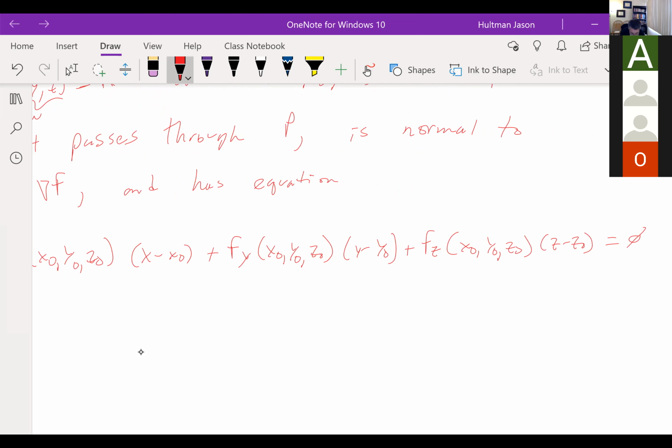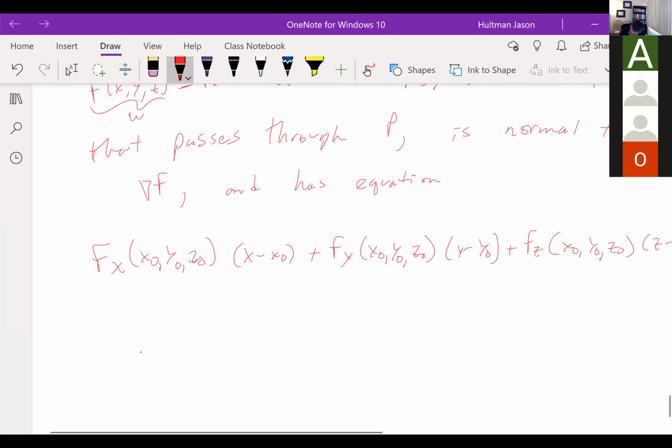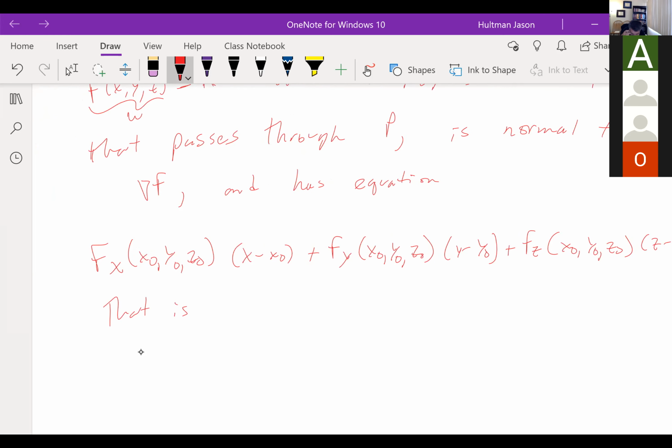Okay, that is del f, right, because this is del f dotted with x minus x naught, y minus y naught, z minus z naught.